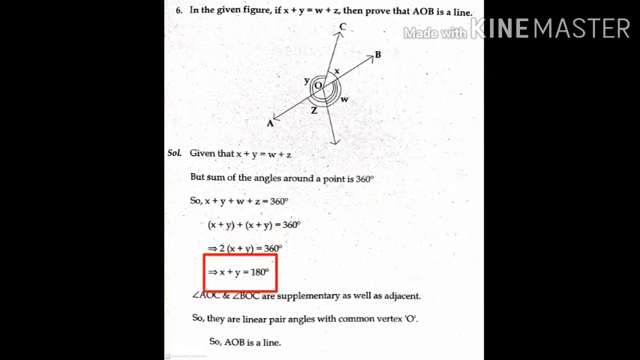We know that if the sum of any two angles is equal to 180 degree, they are supplementary. So, angle AOC and angle BOC are supplementary as well as adjacent. So, they are linear pair angles with a common vertex O. Therefore, AOB is a line.